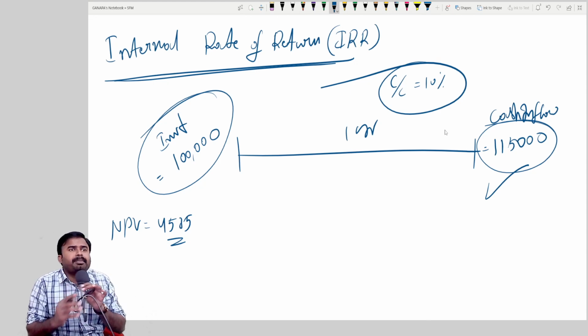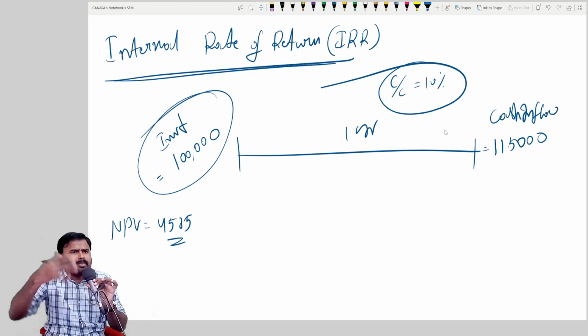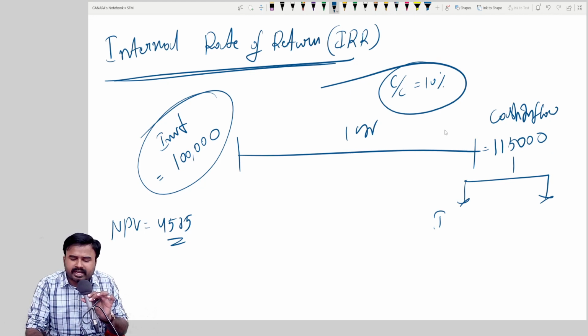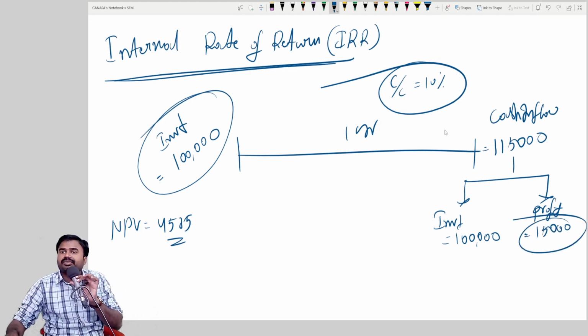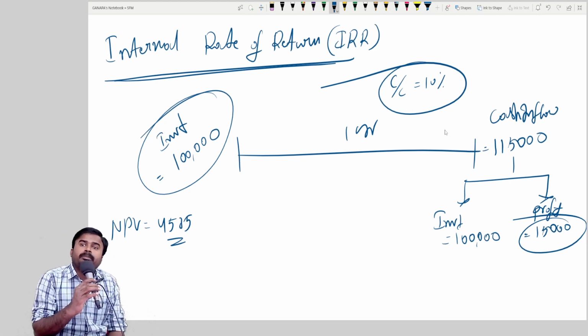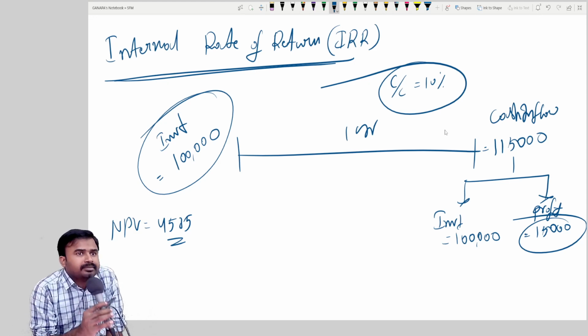Now I can say simply, I've invested 1 lakh rupees and at the end of the first year I'm getting 1,15,000. Anybody can say this 1,15,000 is loaded with two components. One is my investment of 1 lakh along with the return, don't say in percentage, along with the return, that is nothing but what? Profit, right? Profit of how much? 15,000. Yes, 15,000 profit, right? Convert this profit into percentage, which is known as internal rate of return. Are you getting?